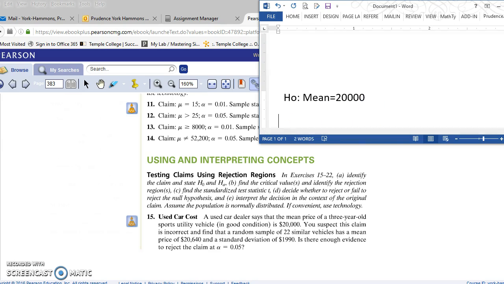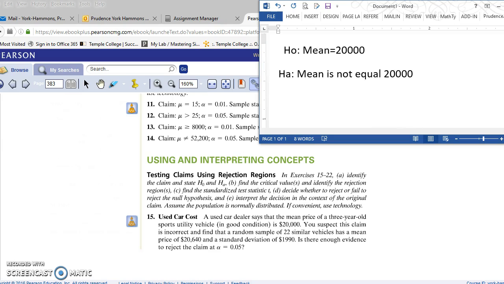Now, the alternative hypothesis is that the mean would not be equal. The mean is not equal 20,000. Now what this results is that I know now that I'm going to have a two-tailed test, much like number 11 that we just finished.